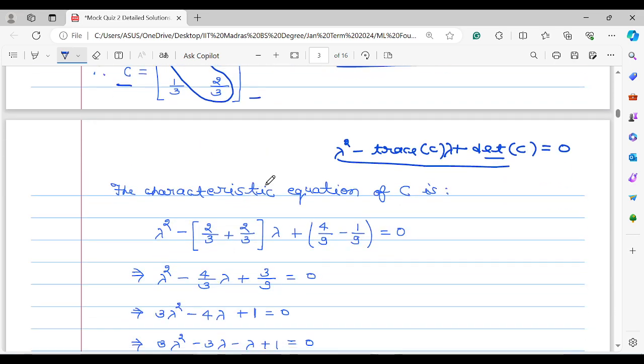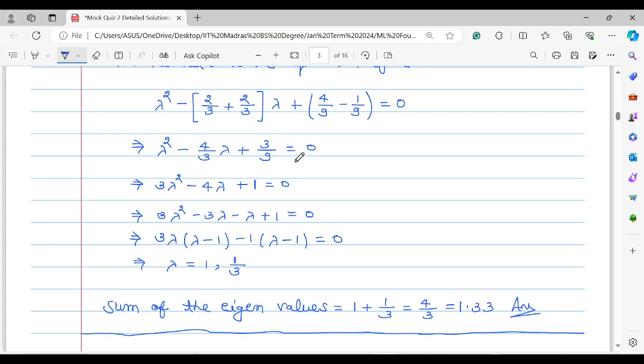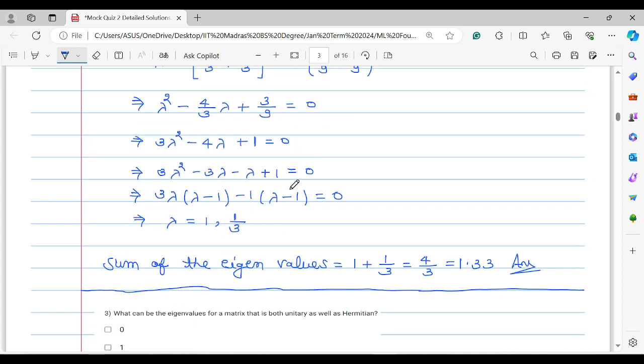So okay, just simplify this and you get this characteristic equation, and by factoring we get the values of lambda as 1 and 1 by 3. So the sum of eigenvalues is 1 plus 1 by 3, which is 4 by 3, which is equal to 1.33. That is the answer.